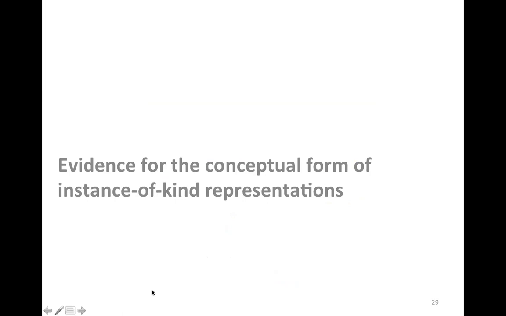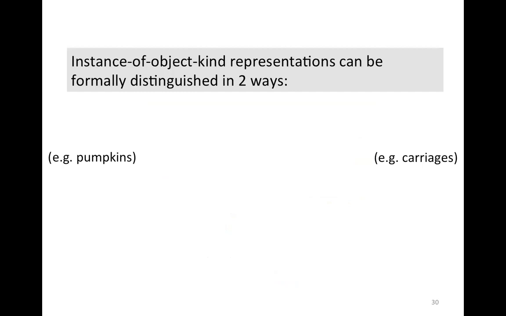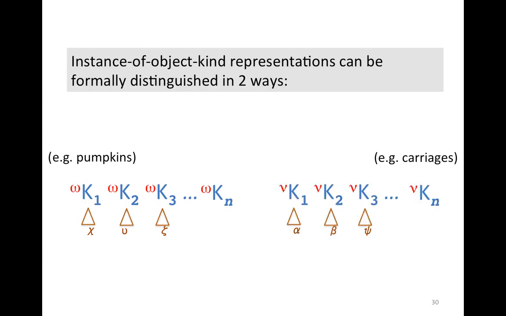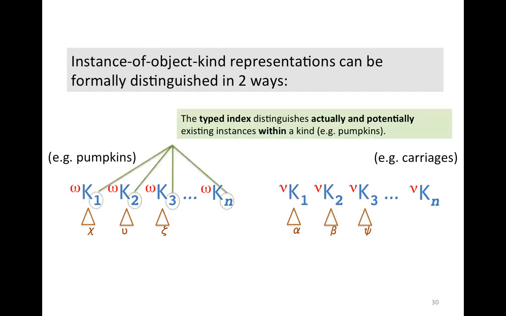Now I want to turn to an experiment that bears on evidence for the conceptual form of instance of kind representations. So instance of kind representations can be formally distinguished from one another in 2 ways. Here you have the instance of kind representations, let's say, of pumpkins and carriages, and you can distinguish amongst instances within a kind through the typed index, which distinguishes actually and potentially existing instances within a kind.